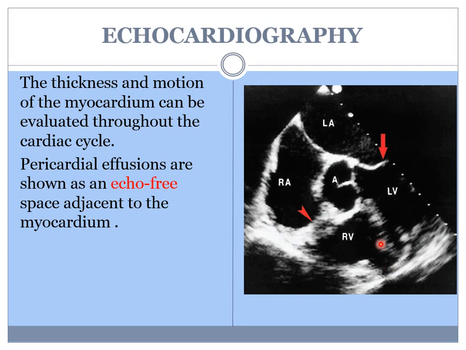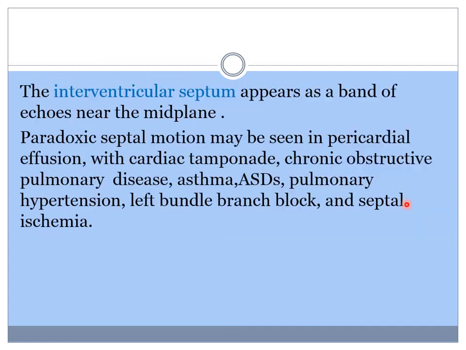This is interventricular septum that appears as an echo, and thickness 10 to 11 mm, same as the left ventricular wall. Normally, interventricular septum is thickened and moves toward left ventricle during systole. Paradoxical septal movement may be seen in pericardial effusion, cardiac tamponade, chronic obstructive pulmonary disease, asthma, ASD, and other diseases.